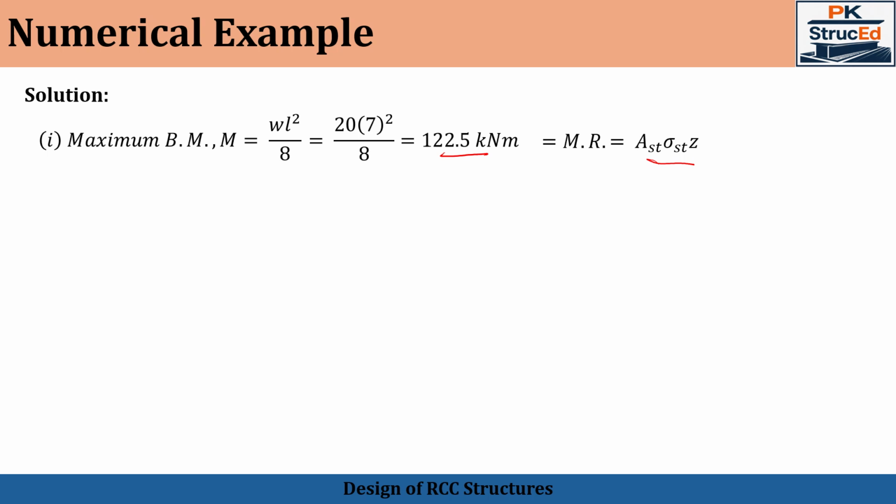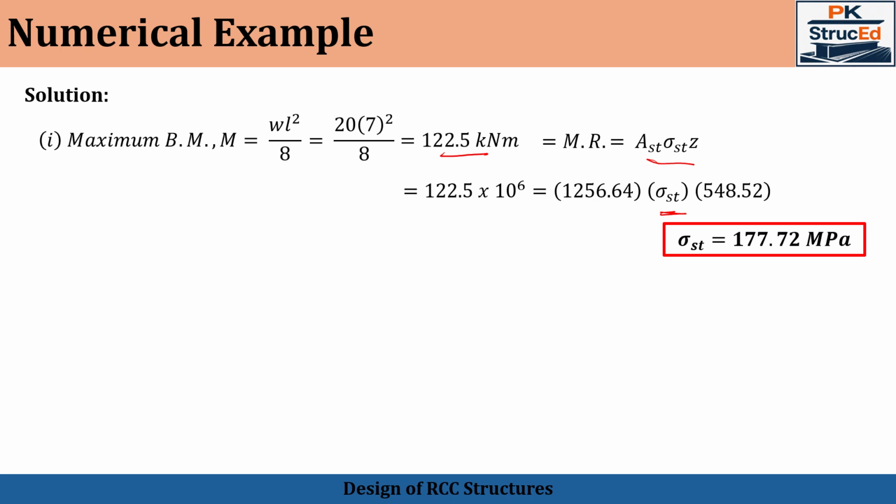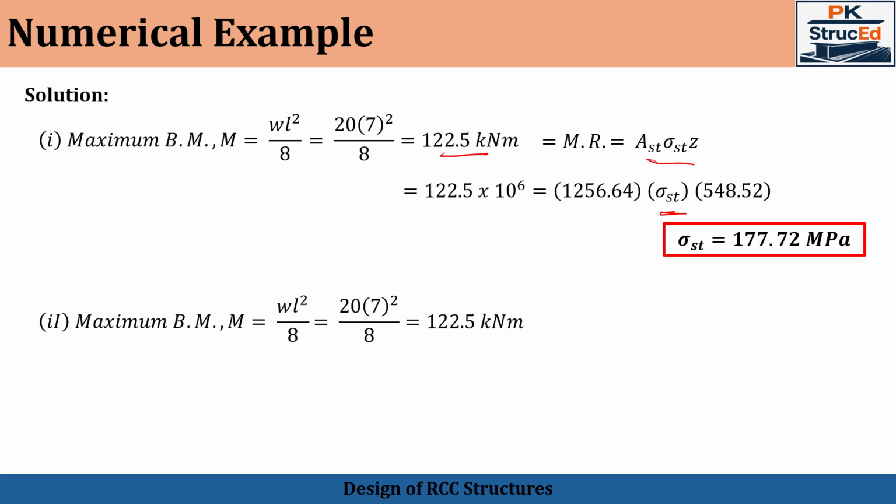And this will be equated with the moment of resistance, calculated using the formula Ast into sigma st into Z. Ast has been calculated as 1256.64, only sigma st we need to find, and Z is the lever arm 548.52. Equating these two, we get the stress in steel as 177.72 megapascal.